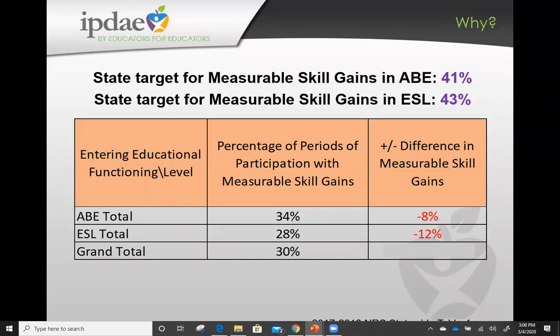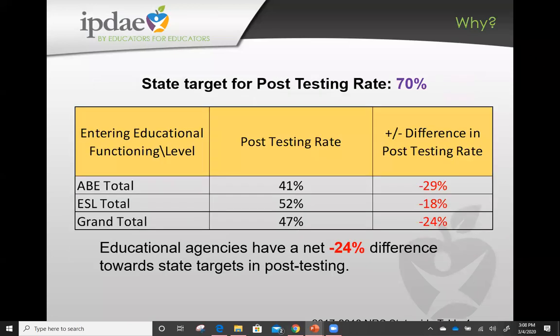So what this shows is that throughout the state overall, all of the ABE students and all of the ESL students, we're not hitting the mark. We're not producing the results that we're supposed to produce. So what we're doing on the IPDAE side is trying to develop materials and resources that will help you move the needle in terms of the data. So we conceived the matrix suite of resources.